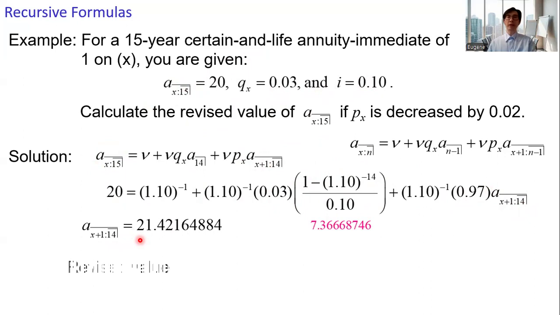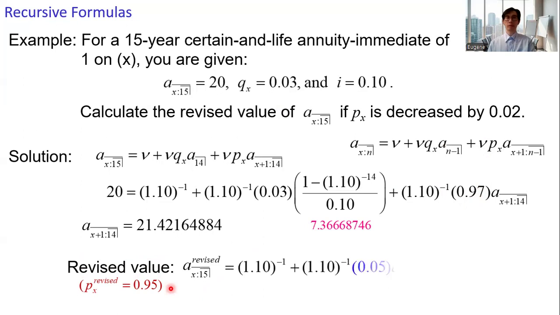And then the revised value. p_x is decreased by 0.02. The original p_x is 0.97, decreased by 0.02. So the new p_x is 0.95. So we change the value for q_x. The revised value for q_x is 0.05. And then plug in the revised value for p_x, which is 0.95.